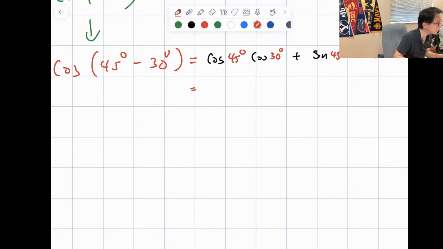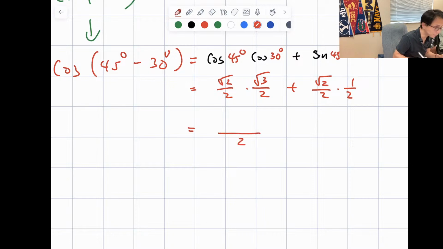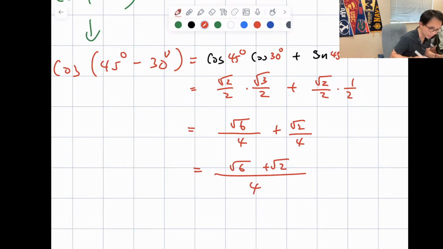So what is cosine of 45? You should know that. Awesome. What's the cosine of 30 degrees? Square root of 3 over 2. Plus square root of 2 over 2 times 1/2. Is that okay? So since this is 2, what is square root of 2 times square root of 3? Square root of 6. And plus square root of 2 over, wait, sorry, this is not 2. I'm an idiot. This is a 4, because 2 times 2 is 4. And that's going to be square root of 6 plus square root of 2 over 4. Is that okay?